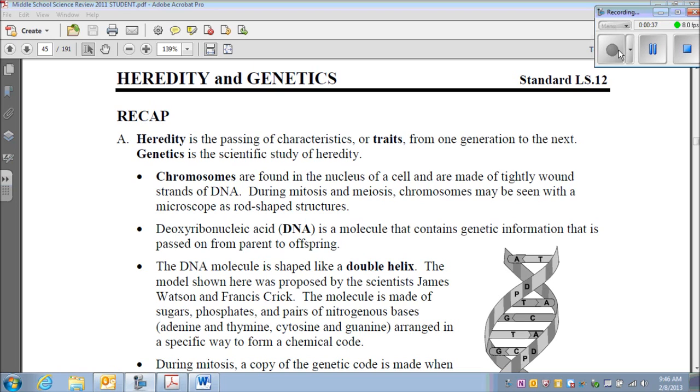Deoxyribonucleic acid, DNA, is a molecule that contains genetic information that is passed on from parent to offspring. The DNA molecule is shaped like a double helix. The model shown here was proposed by the scientists James Watson and Francis Crick. The molecule is made of sugars, phosphates, and pairs of nitrogenous bases, such as adenine and thymine, cytosine and guanine, arranged in a specific way to form a chemical code.